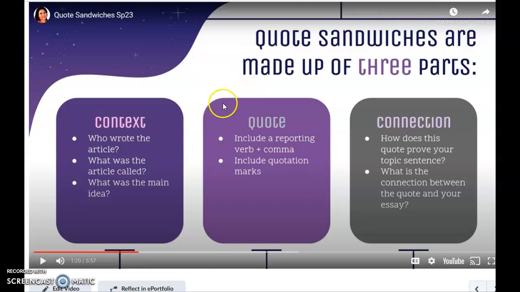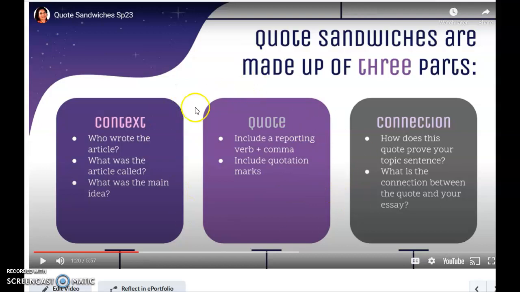And then you need some sort of action verb, like they argued, they said, they related, that says who said it and that they are saying something, right? And then obviously you need to have quotation marks around the actual dialogue or the actual text that you took from the short story in this case.